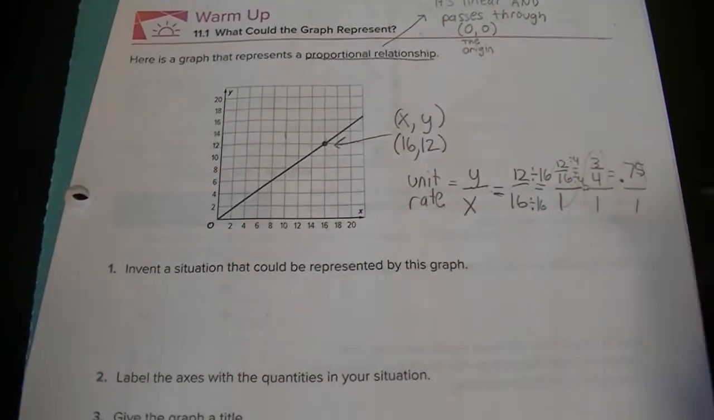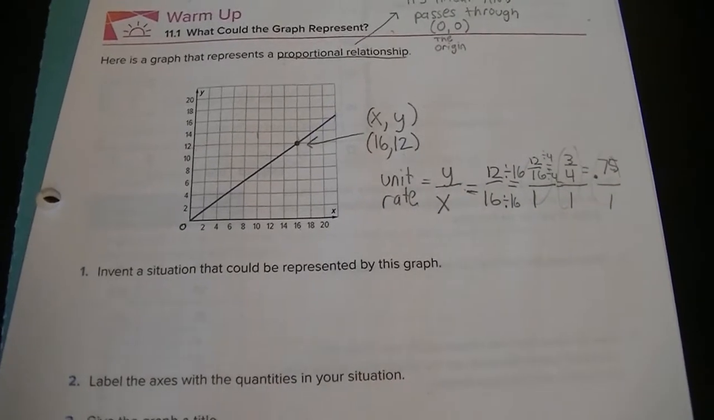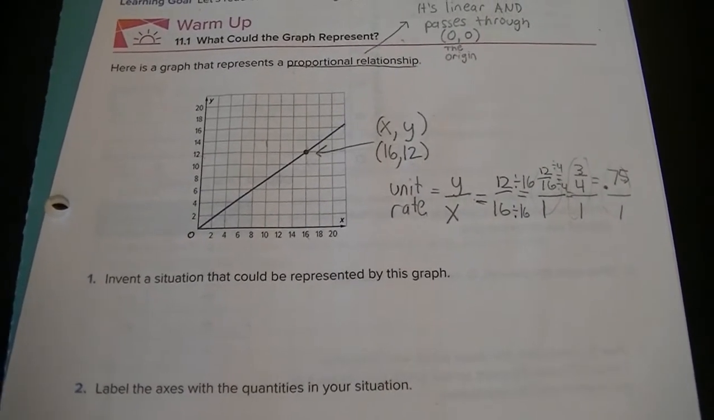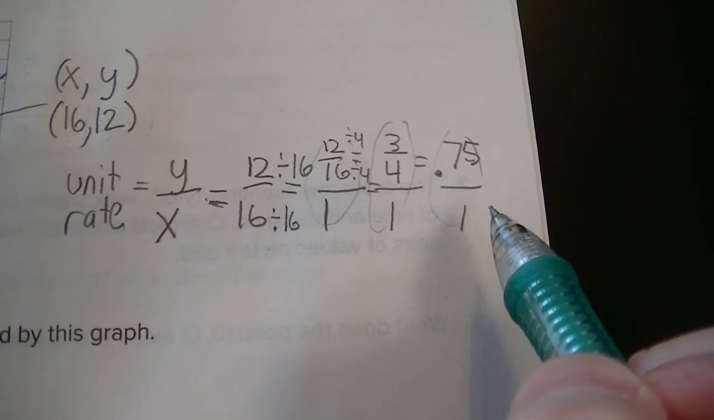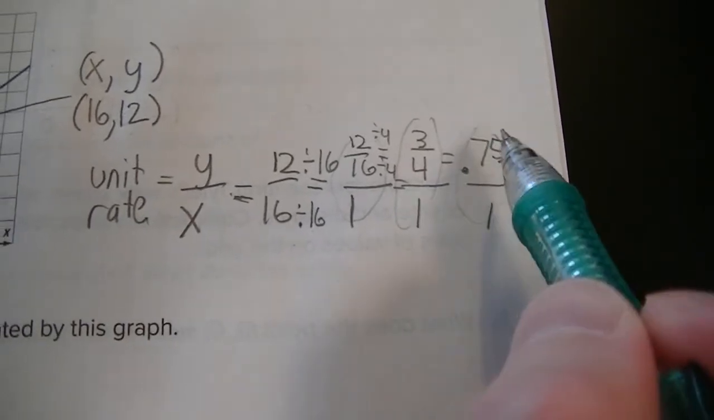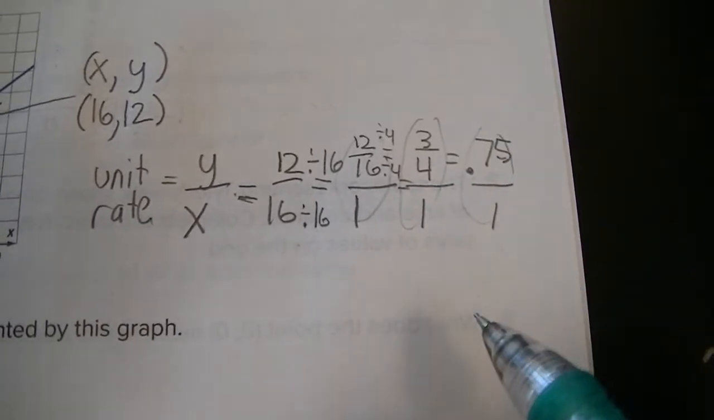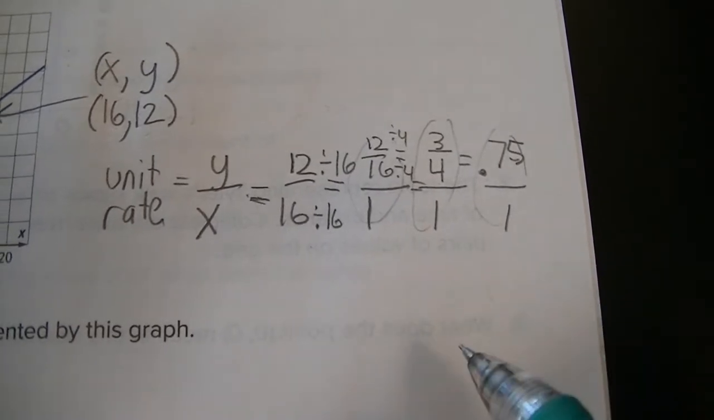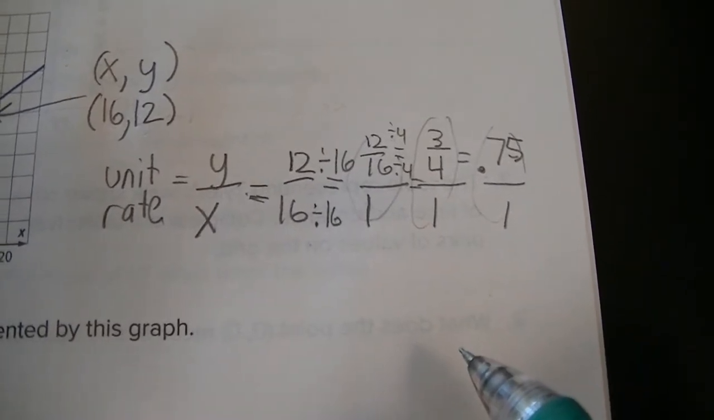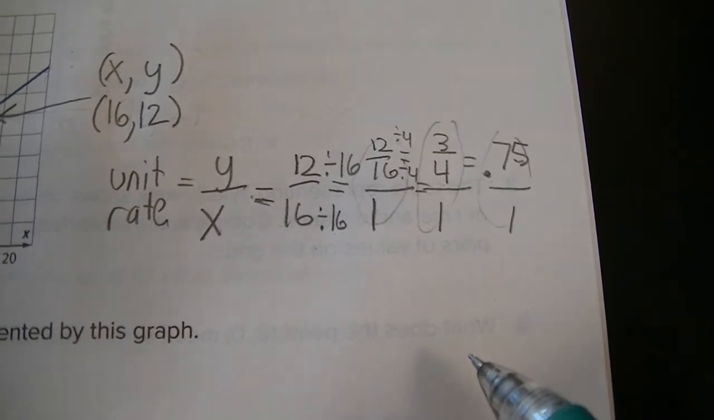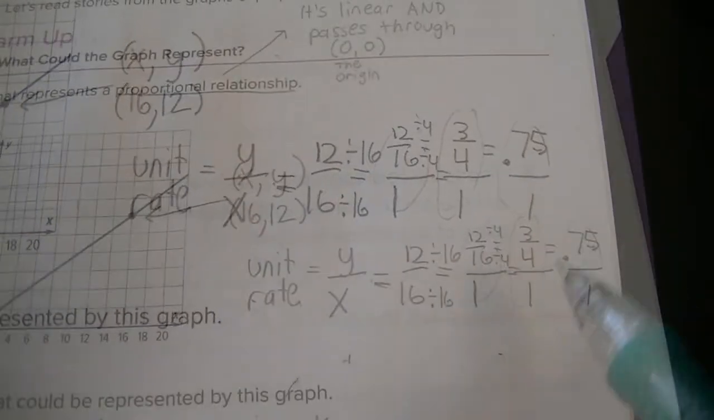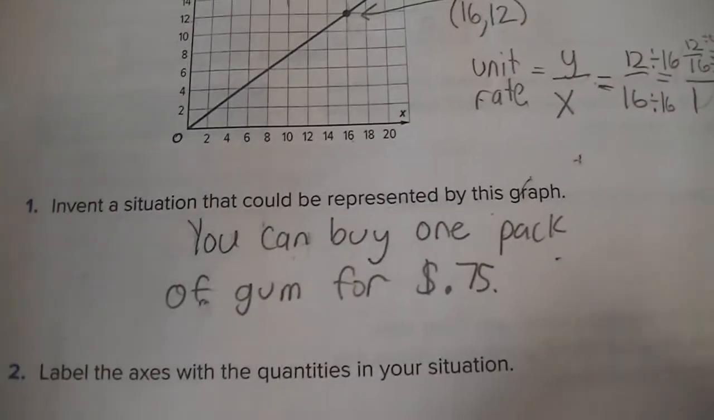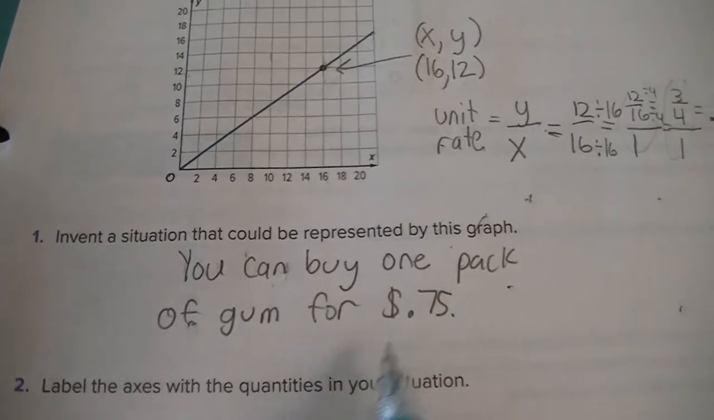So now we've got to go back and think about a situation that could be represented by the graph. Maybe let's deal with money, that might be easiest. Is there something that costs 75 cents per one item? So one thing would cost 75 cents. How about packs of gum? If you bought a pack of gum, we'll just say it's about 75 cents. So you can buy one pack of gum for 75 cents.